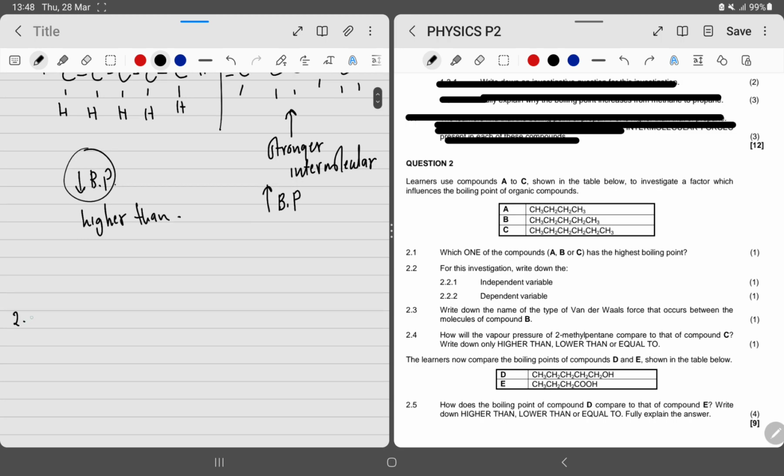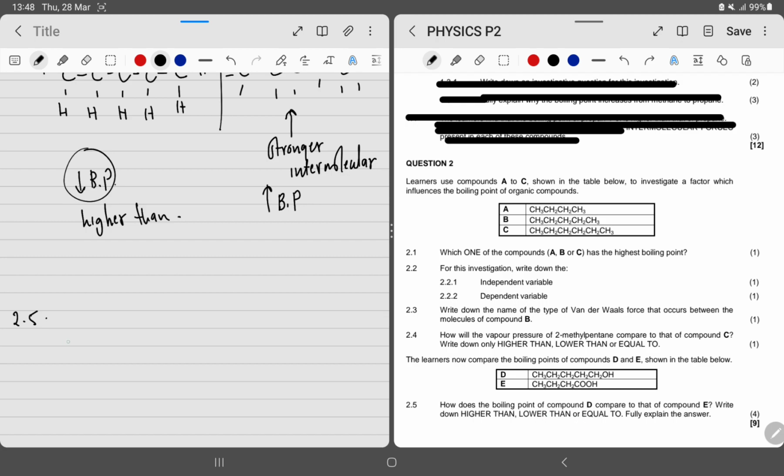2.5. The learners now compare the boiling points of compound D and E, shown in the table below. So we are given an alcohol as well as a carboxylic acid. Okay. So how does the boiling point of compound D compare to that of compound E? Write down higher than, lower than, or equals to.